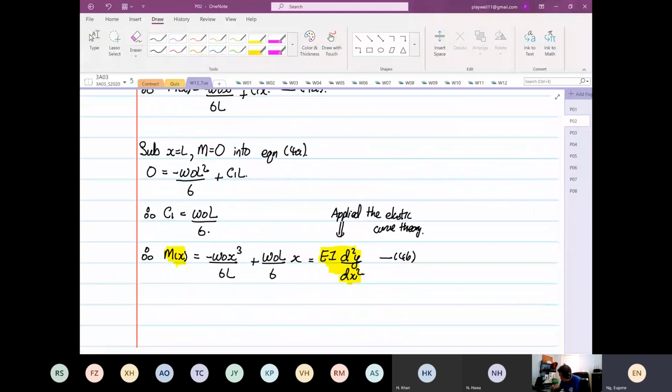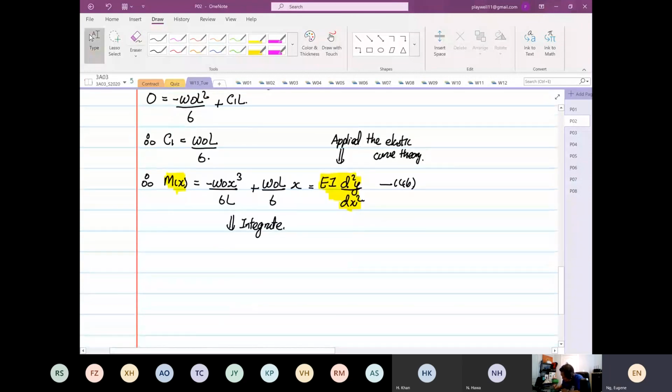Then what we do next is we integrate again. And the integration is nothing complicated, it's really straightforward. We're going to integrate again. So you have EI dy by dx equal to minus omega naught x to the fourth over 24L plus omega naught L x squared over 12 plus C3. Okay, so this is equation number 5.